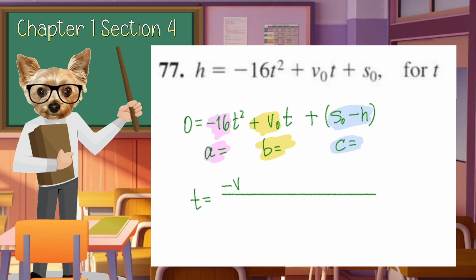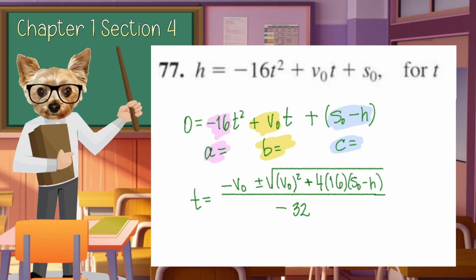negative b, which is negative v sub 0, plus minus the square root of b squared, which is v sub 0 squared, minus 4a. Now, I know it's negative 16, so I'm going here, making this plus. Okay, see what I did there? C, which is s sub 0 minus whatever the h was, all over 2a, which is negative 32.